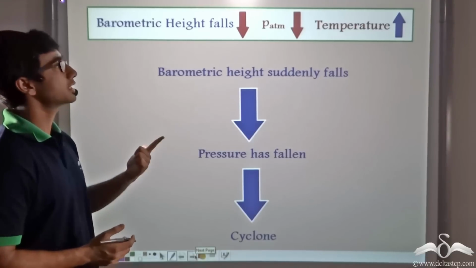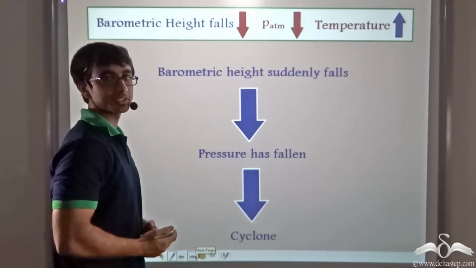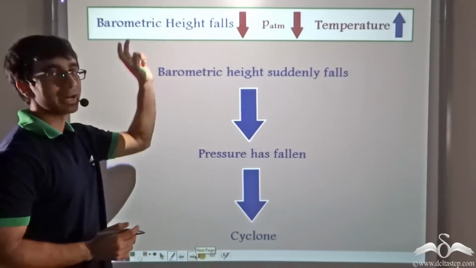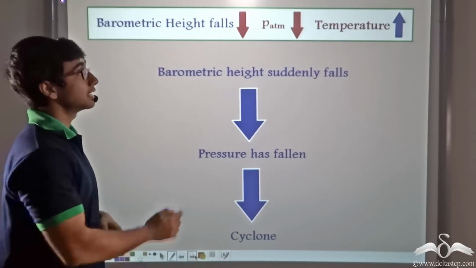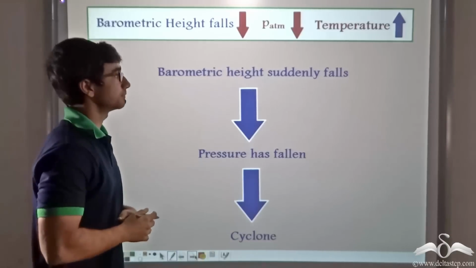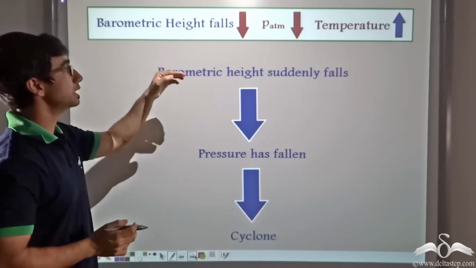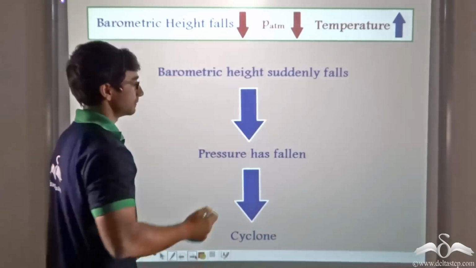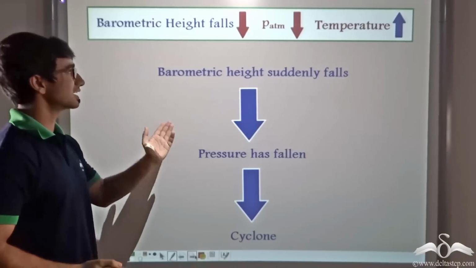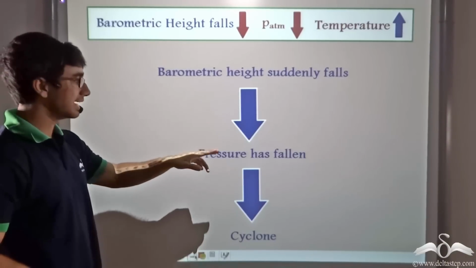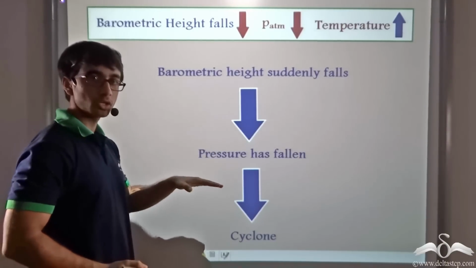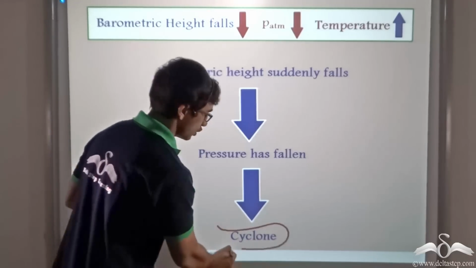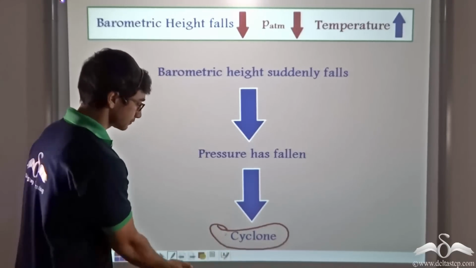So let's see what happens when temperature increases. We found out that when there is an increase in temperature, the barometric height will fall. Now, due to this increase in temperature, the barometric height fall will be a sudden one, due to which the pressure will also fall suddenly. So, if there is a sudden fall of barometric height, it indicates that there has been a sudden fall of atmospheric pressure, and it usually indicates the onset of a cyclone.